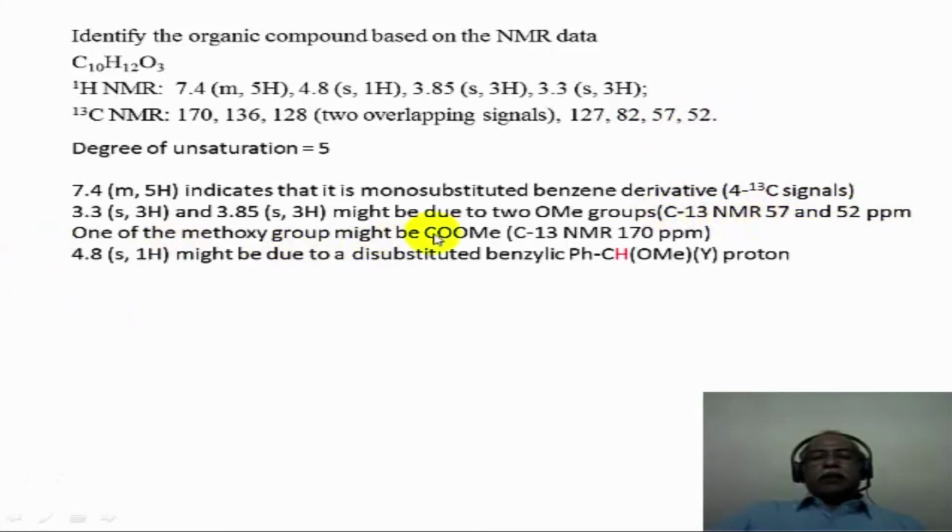And 1 methoxy might be because of an ester functional group, because you have a 170 ppm signal present in the carbon 13 spectrum. And if you look at this methoxy, it has a higher delta value compared to the other methoxy. So this is probably an ether OMe, whereas this is a COOMe kind of spectrum that you have.